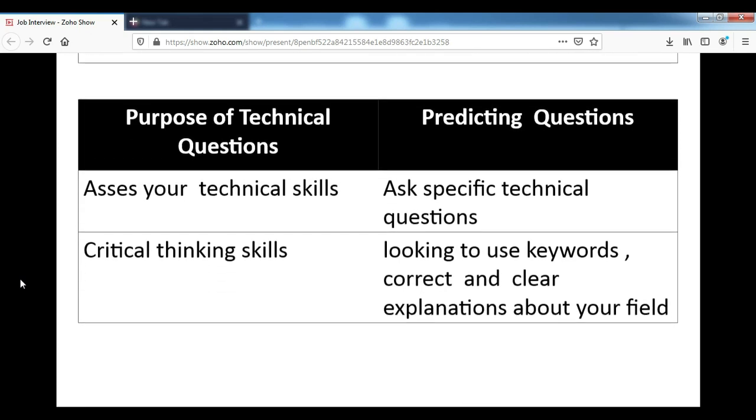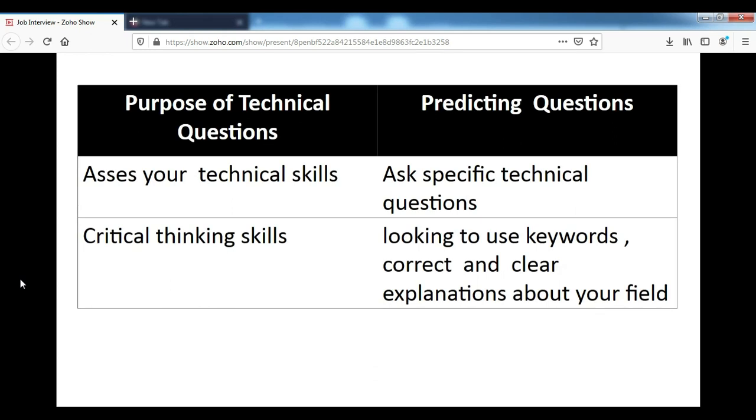Now stage 2 is your technical questions, and here the objective is to assess your technical skills and critical thinking skills. So here you have to use the exact specific keywords for the question and give a correct and clear explanation about your field. Right? So if you are from the banking field, you have to give the correct keywords for your banking domain. If you are an IT person, you have to explain the various things regarding the programming language, or the questions which would be asked. Okay, so this is type number 2.